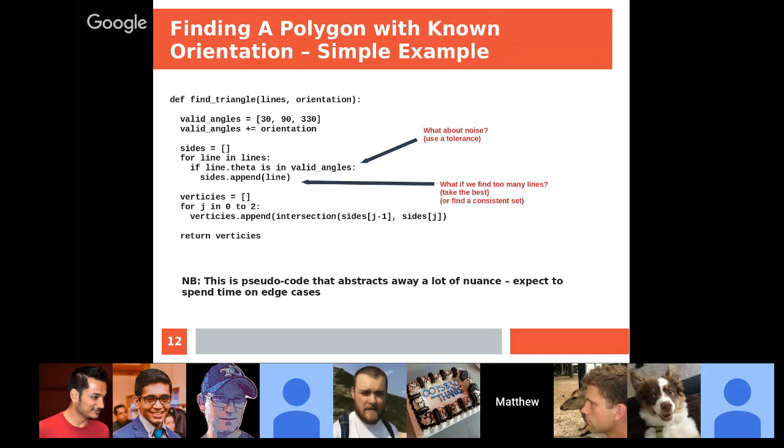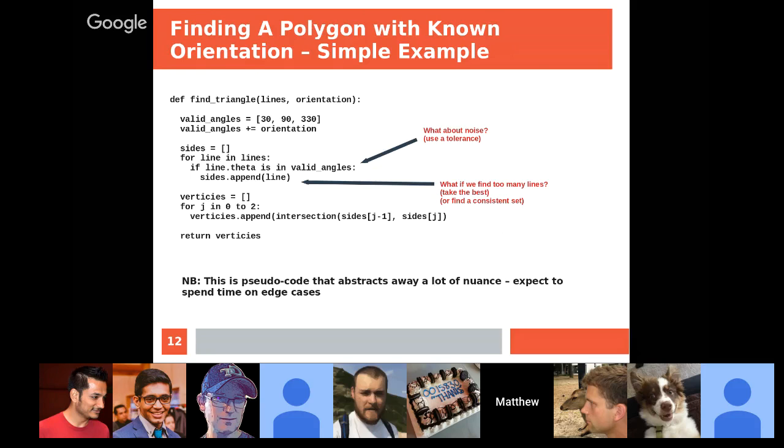The bigger problem is, what do we do if we find too many lines? And you almost always will. If you have a scene that's anything other than just a triangle on a white field, there are going to be lines beyond just the 3. And there are 2 ways to approach this: the easy way, and I think the more correct way. The easy way is to simply take the best 3.